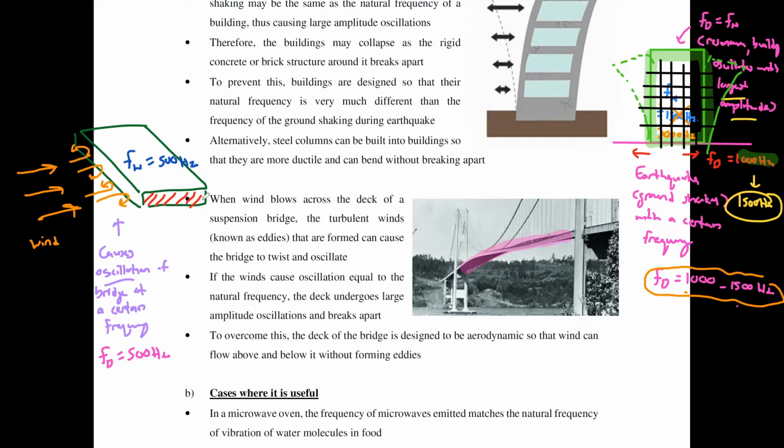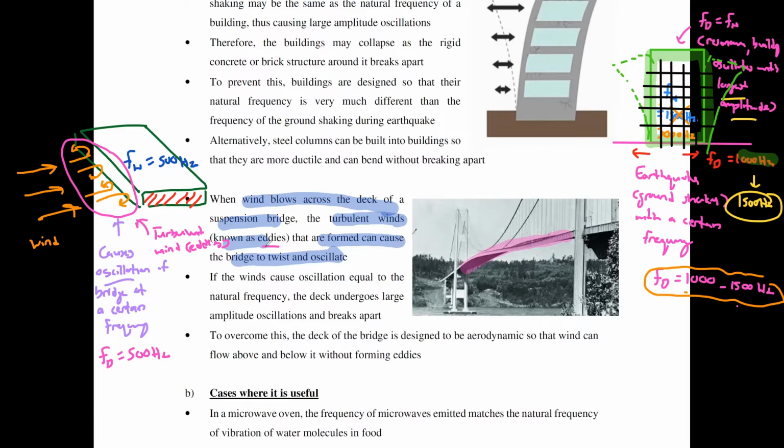So here the note says when wind blows across the deck of a suspension bridge, turbulent winds known as eddies are formed, which can cause the bridge to twist and oscillate. This is what we call eddies. This is your turbulent wind, which is otherwise known as eddies. But this term is not something that you will need to use in your exam, so you don't really need to bother to know so much about it.